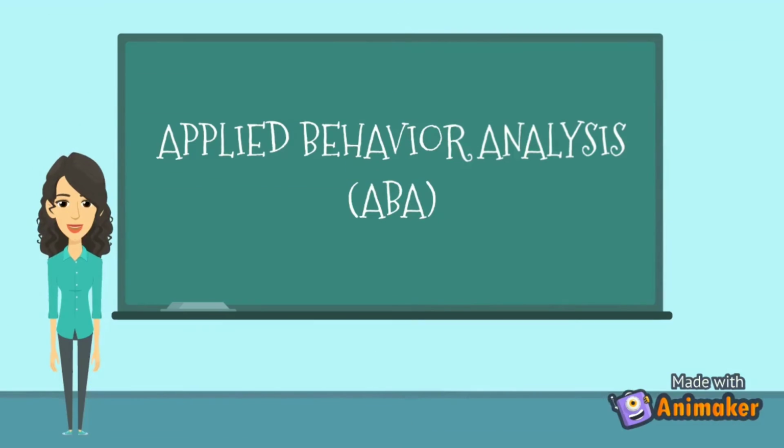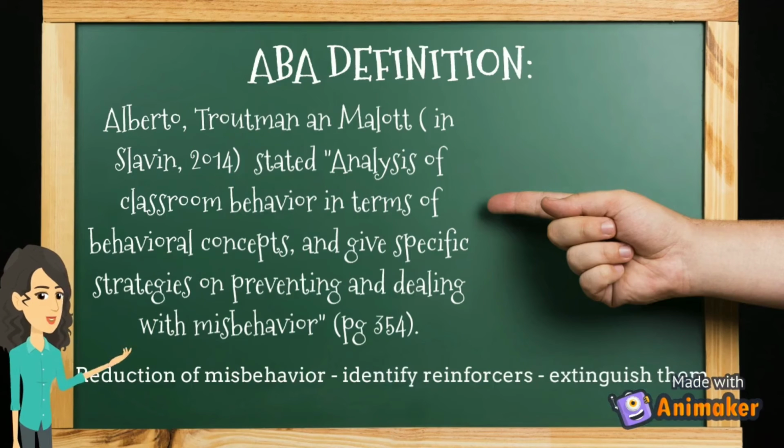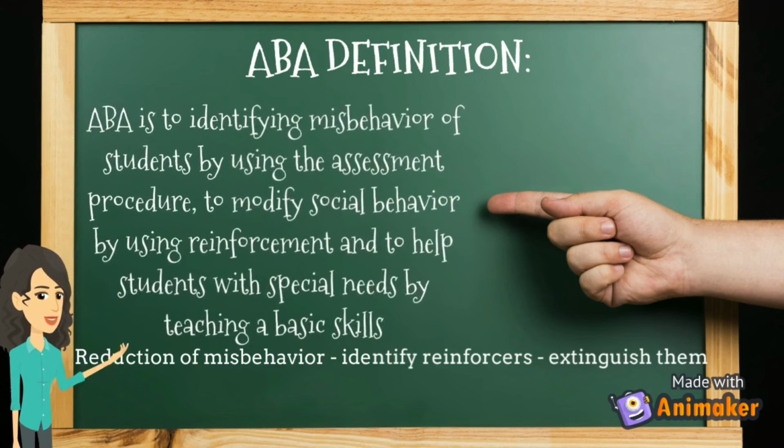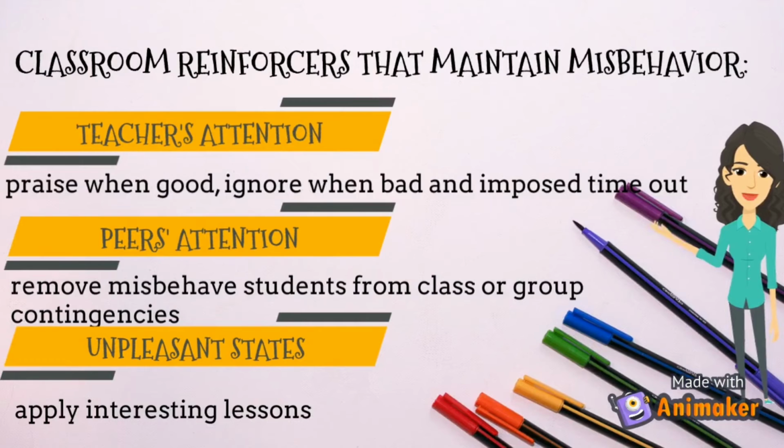Applied behavior analysis. ABA was defined as analysis of classroom behavior in terms of behavior concept and gives specific strategy on preventing with misbehavior. Another definition is identifying misbehavior of student using assessment procedure, modifying student behavior using reinforcement, and help student with special need a basic skill. In class, the most common reinforcer that maintains student misbehavior is teacher's attention, peers' attention, and unpleasant state.